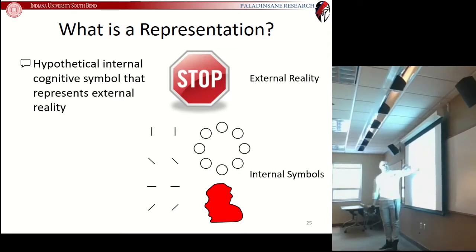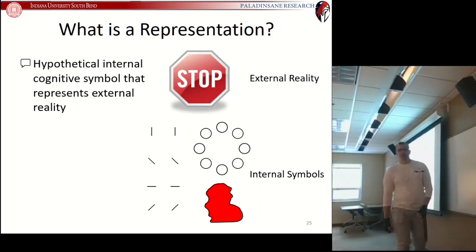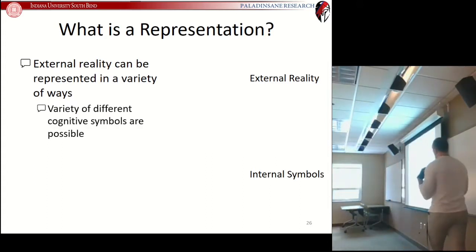That's the external reality. And the two of them don't need to look very much like each other. That's another challenge, right? It doesn't have to have a one-to-one correspondence. You could represent this external reality as just a series of orientations, a series of locations, and a color. This looks nothing like this, and yet this could be the internal representation of that external reality. So the challenge comes because any external reality can be represented in a variety of different ways, by a variety of cognitive symbols.